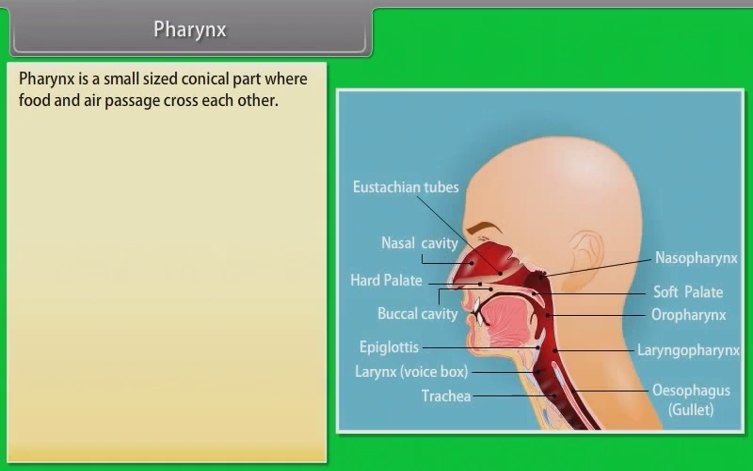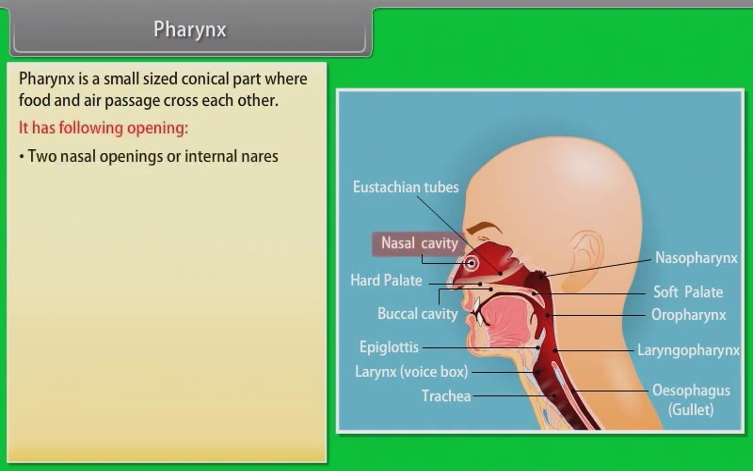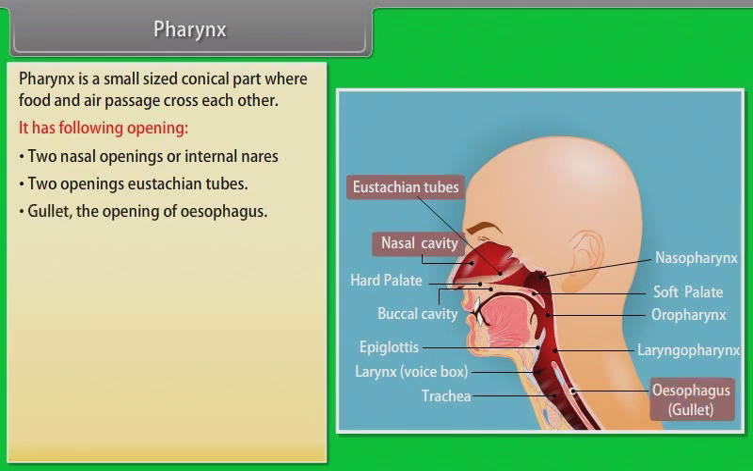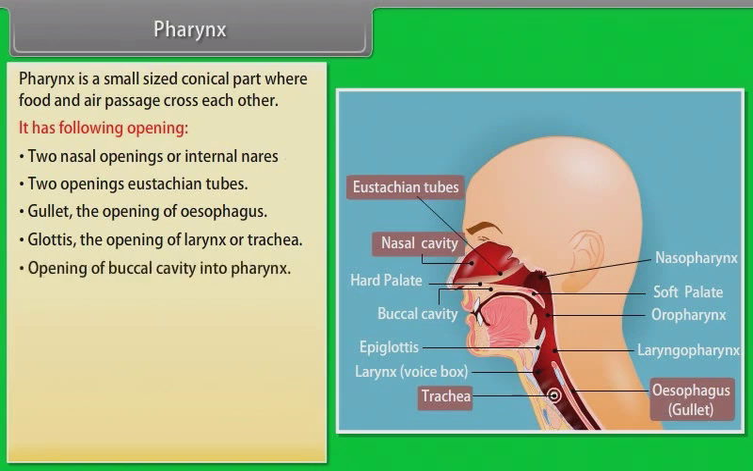Pharynx. Pharynx is a small-sized conical part where the food and air passages cross each other. It has the following openings: two nasal openings or internal nares, two openings of the eustachian tubes, the gullet, the opening of the esophagus, the glottis, the opening of the larynx or trachea, and the opening of the buccal cavity into the pharynx.